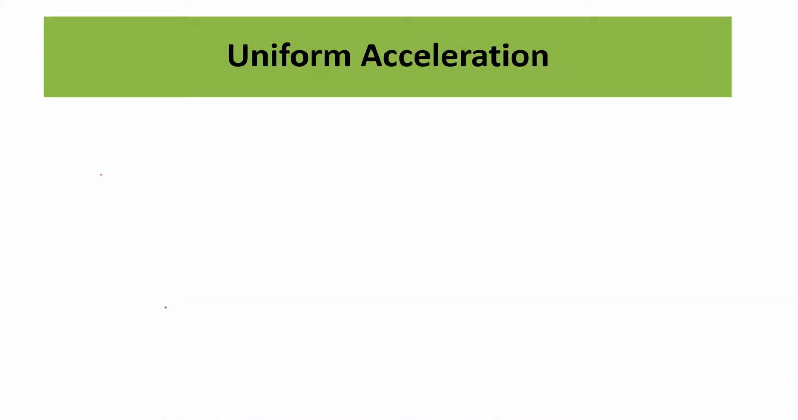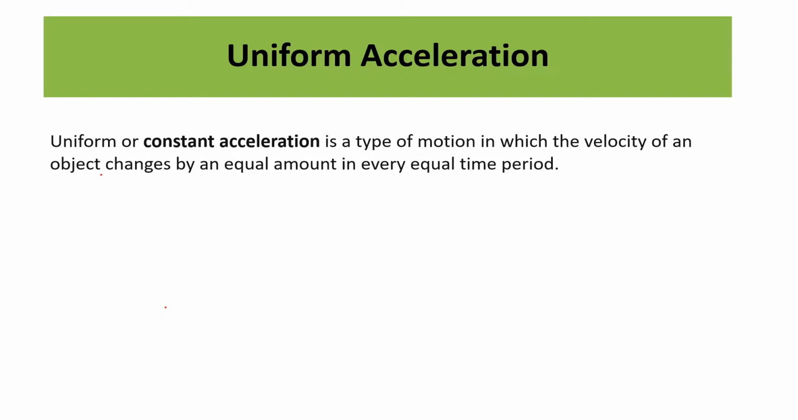Uniform acceleration or constant acceleration is the type of motion in which the velocity of the object changes by an equal amount in equal intervals of time. The best example for uniform acceleration is an object in free fall in a uniform gravitational field.